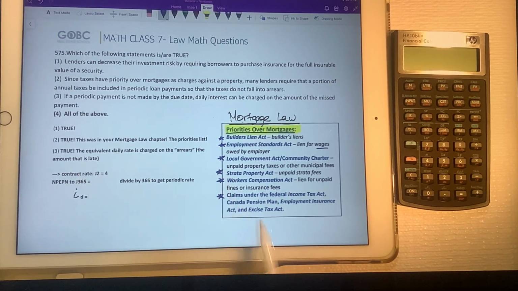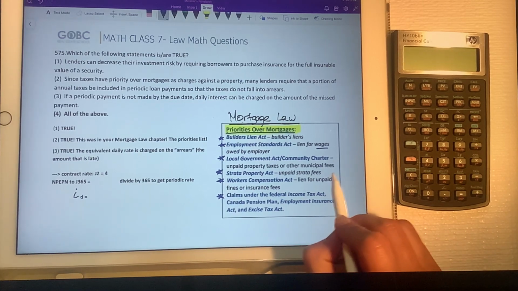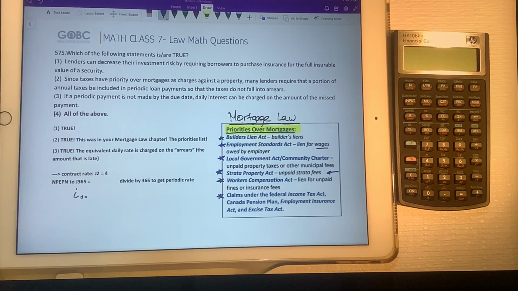Again, remember, this one is actually from another chapter, from your strata chapter. From our strata chapter, we learned that it is against the law to not pay your strata fees. You have to. So if somebody doesn't pay strata fees, then the strata corporation has the ability to lien the person's title for those unpaid strata fees. And those unpaid strata fees would take priority over the mortgage.